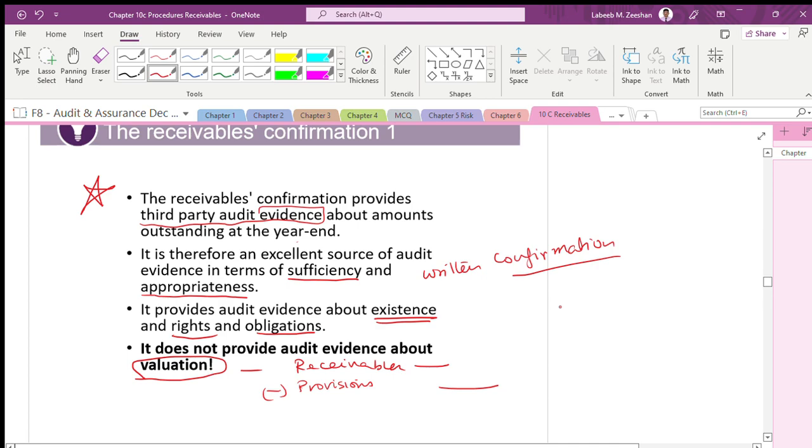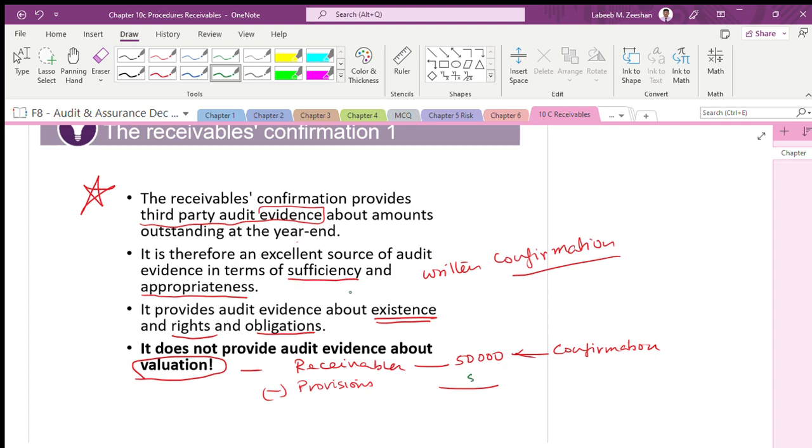It doesn't talk about, see, receivables are going to be 50,000. When you are saying confirmation, the confirmation will be given for how much? The confirmation will be given for 50,000. Subsequently, they will ask for some reduction, some negotiation. You will say yes, we are reducing 5,000. This happens at the next stage, not in the first case.